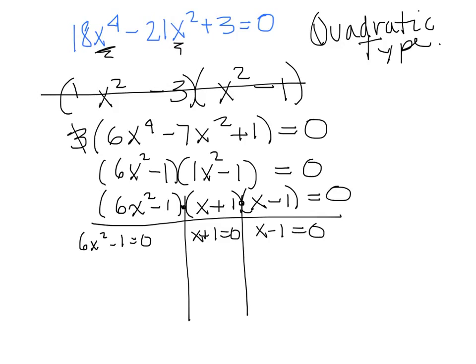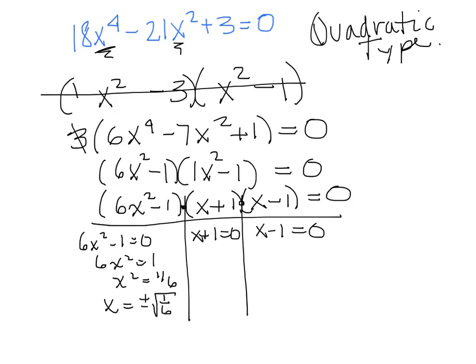So we're just taking that zero product property, but now we have more than 2 factors like we did with quadratics. So any number of factors here. And then I'm going to solve each one of these. This one I'm going to choose to extract square root. So 6x squared is equal to 1. X squared is 1 over 6. X is equal to plus or minus the square root of 1 over 6.